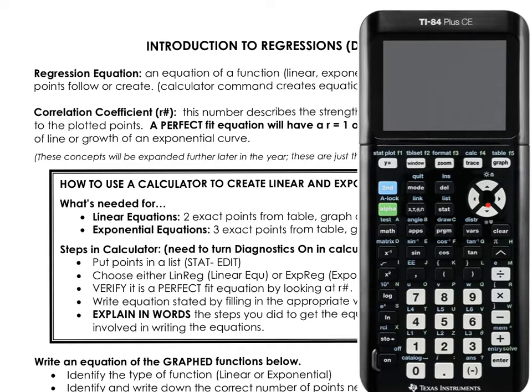So we're just going to scroll down until we see calculate, and then enter, and your calculator will give you all the information. Y equals ax plus b, a equals, b equals, and so on, and r equals, and then your r value. The r value should be a 1 or negative 1 just to show that it is perfect.